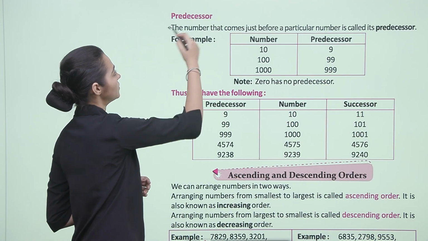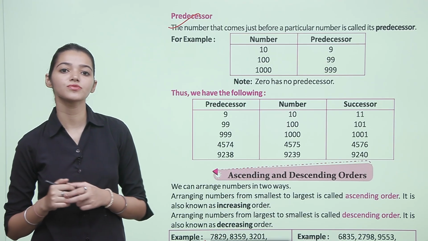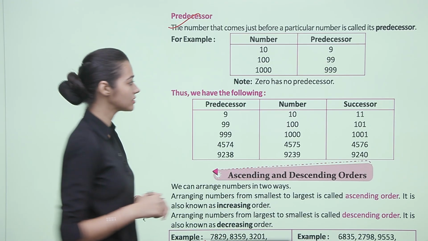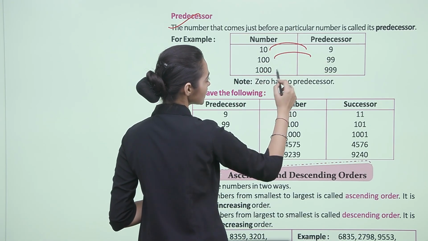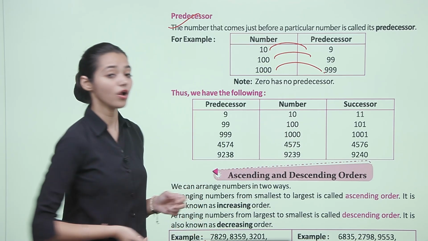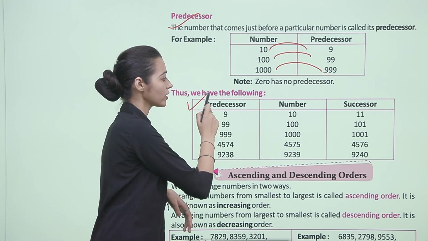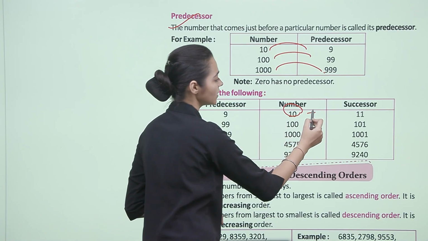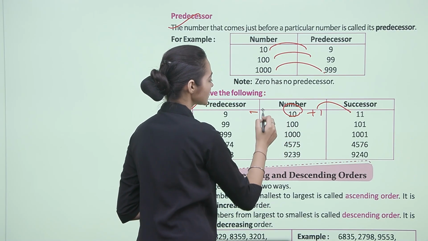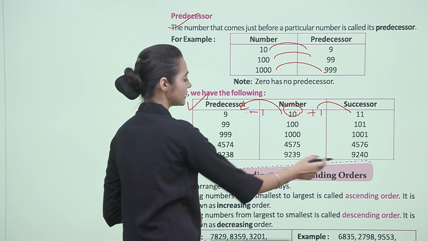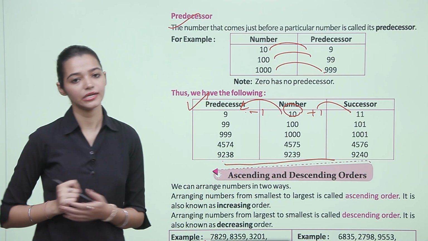Now let's look at the predecessor. The number that comes just before a particular number is called its predecessor. 10's predecessor is 9, and likewise for 99 and 999. Always remember, 0 has no predecessor. Thus we have the following predecessors. This is our number. When we add 1, we will get our successor. When we subtract 1, we will get our predecessor, and these are the numbers that we have learned earlier.